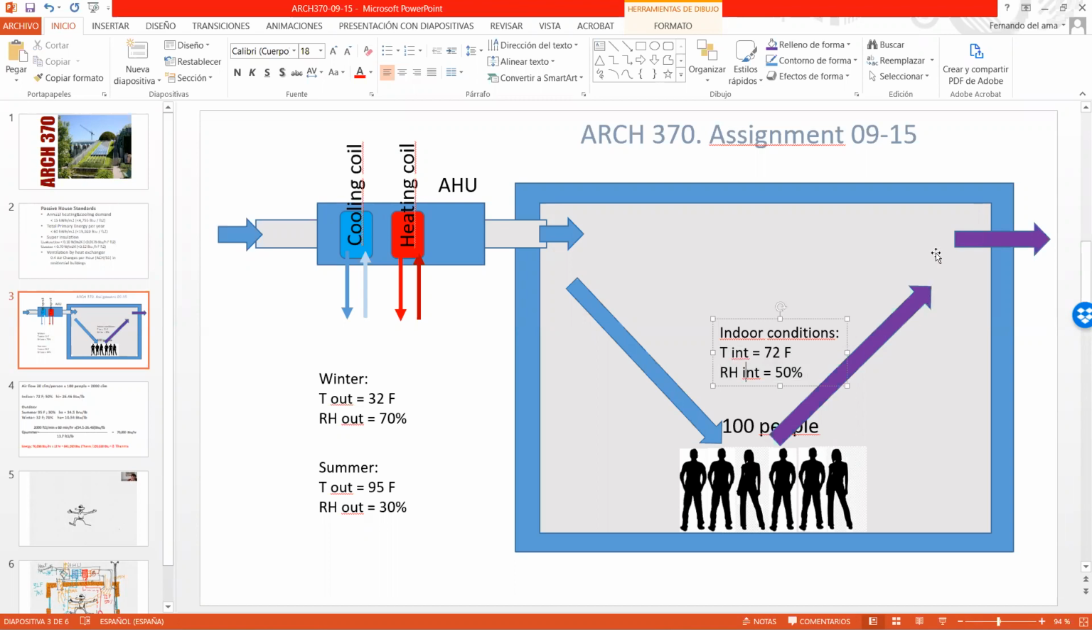So instead of having another grill here and letting the air go out, we're going to recirculate this air. We are going to take this air, so there will be a duct, and we will circulate this air to the air handling unit again. So this is what we're going to see now.